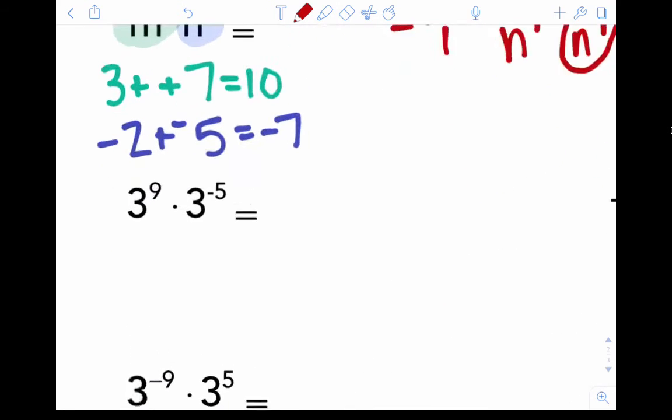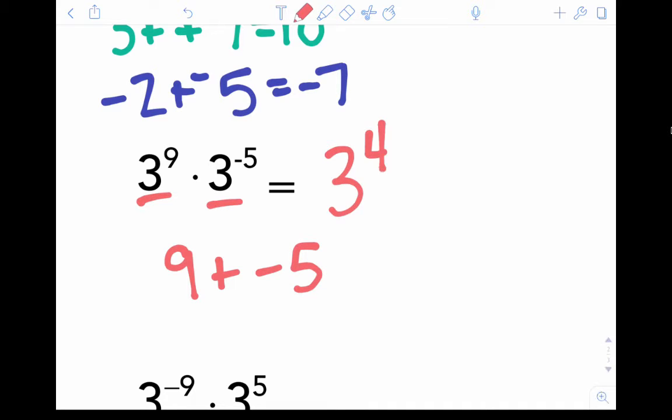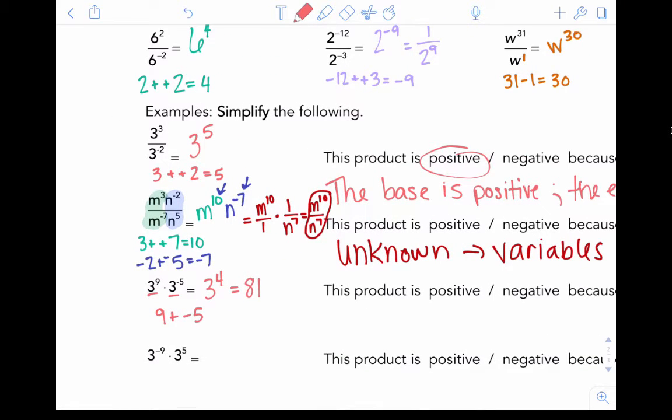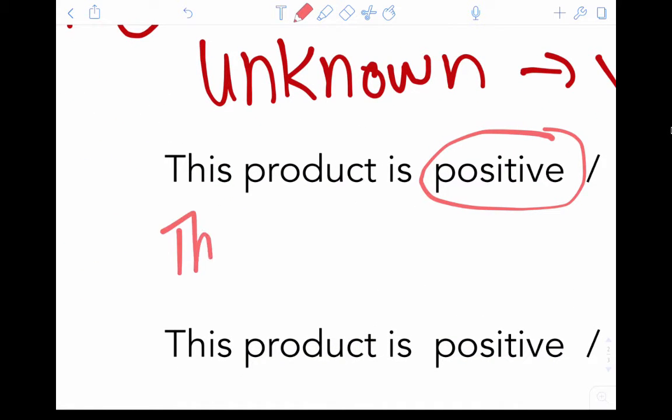Now the next one, 3 to the 9th times 3 to the negative 5th. I have multiplication, and I have the same base. So I'm going to add the exponents. 9 plus negative 5 is 4, so this is just 3 to the 4th, which I know is 81 off the top of my head because we did that earlier in these notes. I know that 81 is positive, and this problem is positive because the base is positive, because remember it was 3 to the 4th.